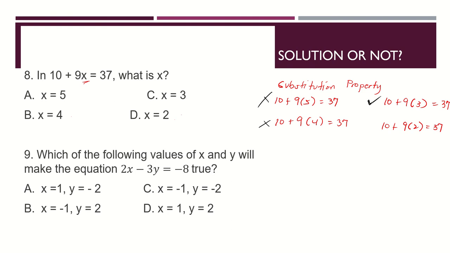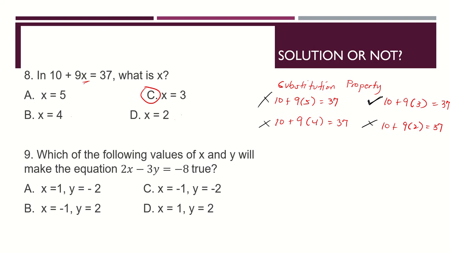9 times 3, 27 plus 10, 37. Ayan. So, correct to. Check natin yung last. 9 times 2 is 18 plus 10 is 28. So, hindi rin to. Okay. So, therefore, our answer is letter C. Yan. So, pwede na rin naman siyang isolve via multi-step equation, no? Mamaya pa lang kasi natin pag-uusapan yan. Then, next, number 9, ganun din, no?